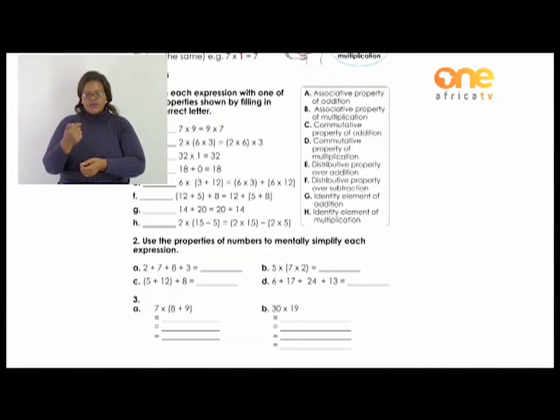Go to number 2. Use the properties of numbers to mentally simplify each expression. So what we are going to do here is, you don't need to show me your work. You have to do it in your head. For example, we have A. I think I have done A on the chalkboard. So what must you do there, so that you can just give the final answer?